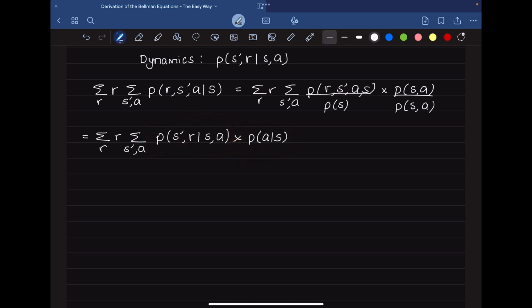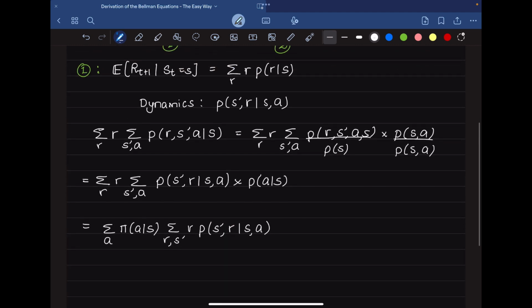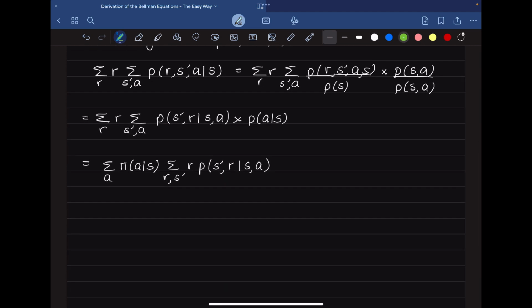So now we have solved the equation, and so we can say that this is equal to summation over all A of the policy pi, summation over all the rewards and next states possible, R times the probability of landing in the state S prime and getting R, given that we were in the state S and took action A. So this is the first part done, and the second part can also be solved like this.